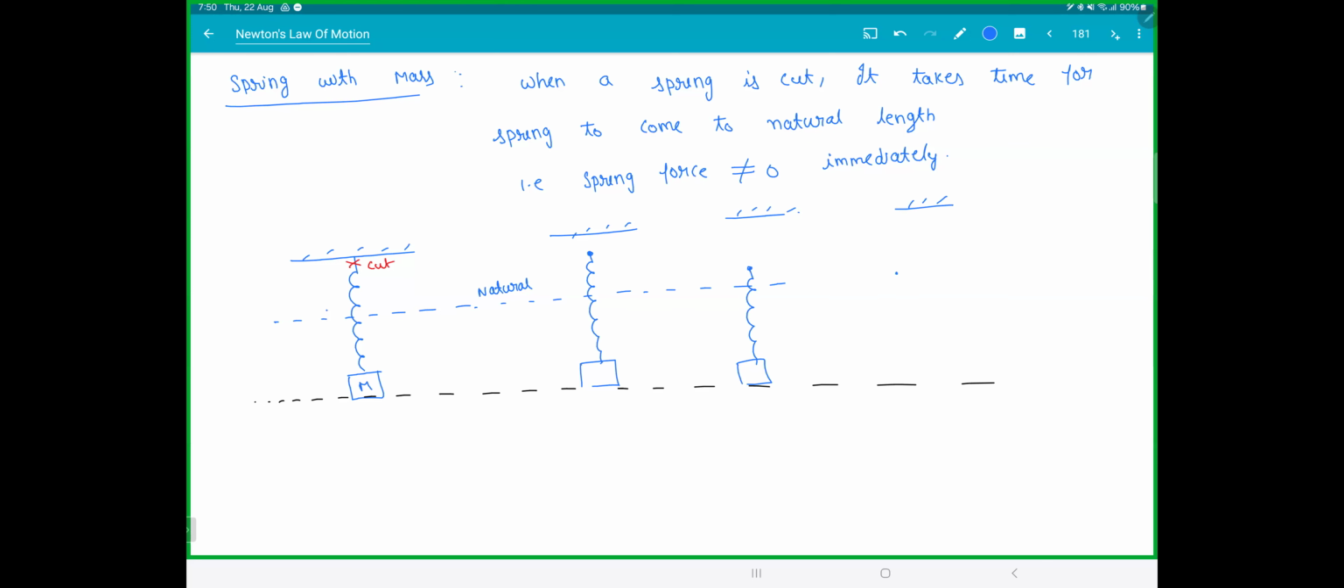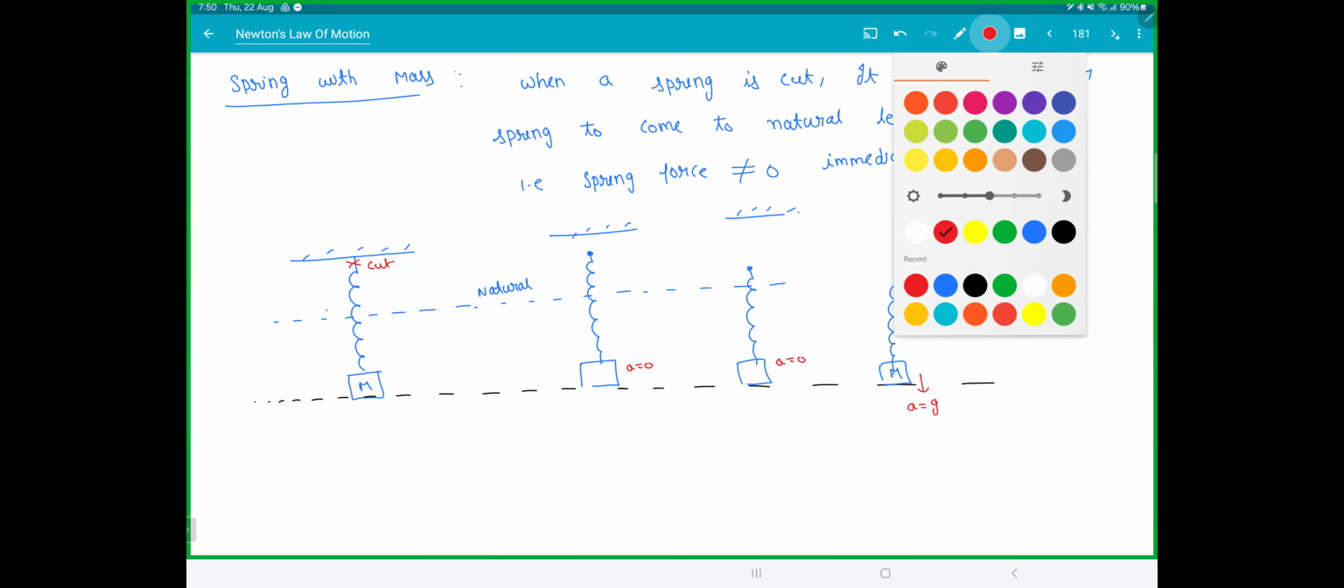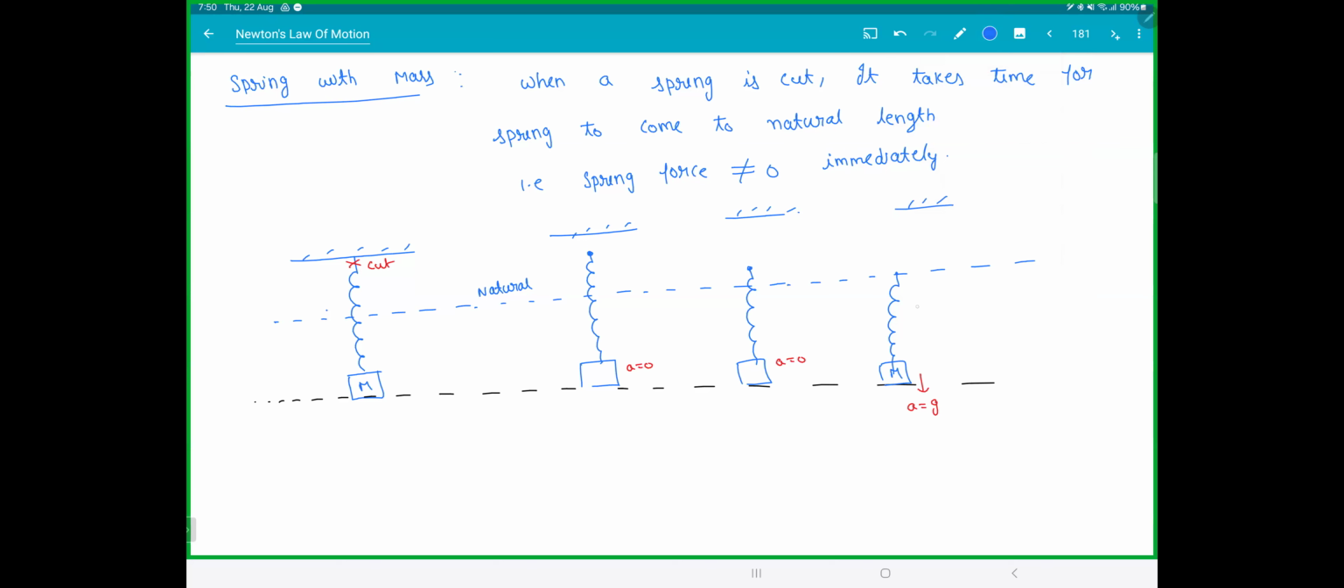Then once this thing comes here, at this point, the block acceleration is zero. Now this guy will start moving. Now you have come to the natural length, meaning now the force becomes zero. Then the block will start moving. So the block will not move until the spring reaches the natural length. Inertia, basically.